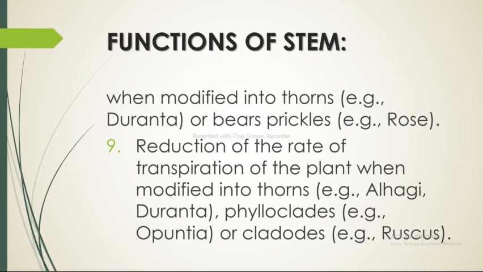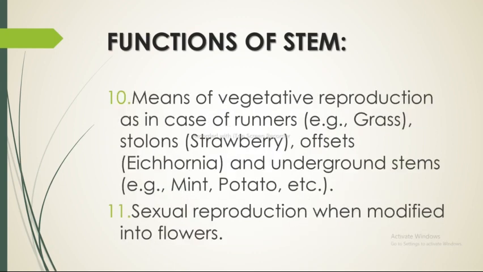Ninth, reduction of the rate of the transpiration of the plant when modified into thorns, for example, Alhagi, Duranta, and phylloclades, for example, Opuntia, or cladodes, for example, Ruscus. Tenth, means of vegetative reproduction as in case of runners, for example, grass, stolons like strawberry, offsets, for example, Eichhornia, and underground stems, for example, mint, potato, etc. Eleventh, sexual reproduction when modified into flowers.